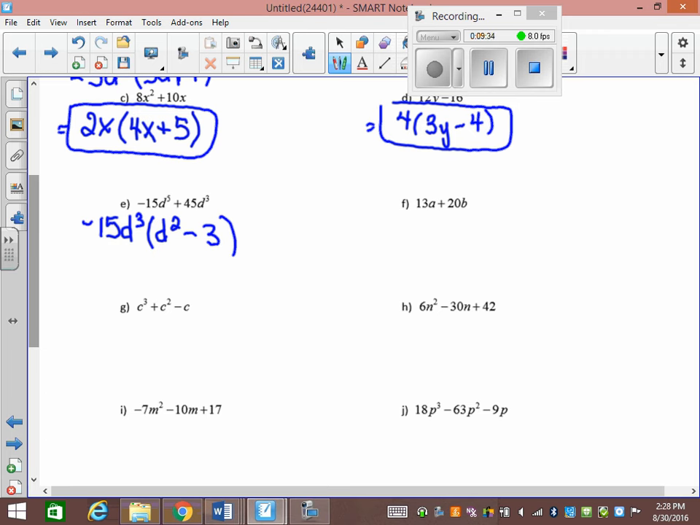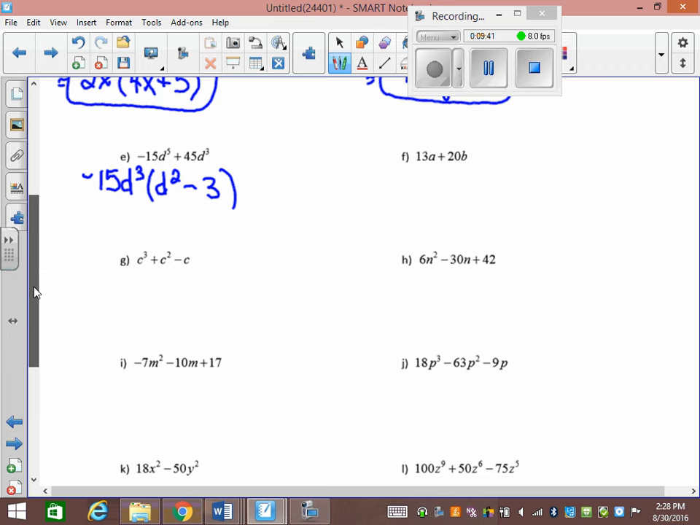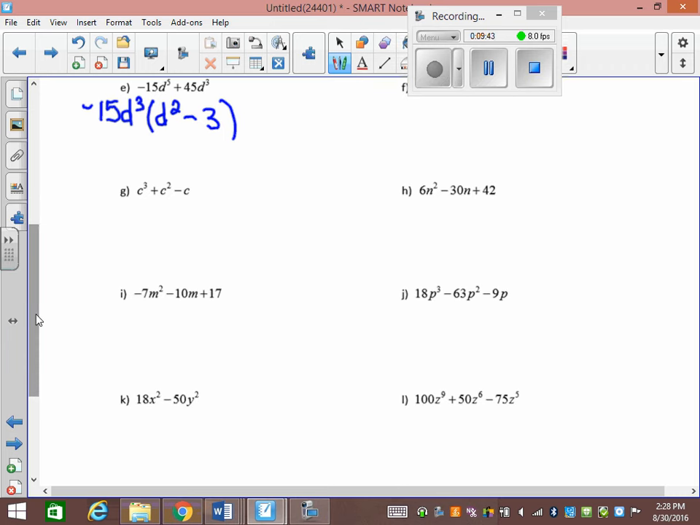F, I can take nothing out of 13 and 20, and I can take nothing out of A and B, so there's nothing I can do to F. G is the one that people mess up on. This is why when I said when you take a C out of C, you're actually left with 1, you're not left with 0. Makes a big difference. Everyone messes this up. If this is, you put a star beside it.